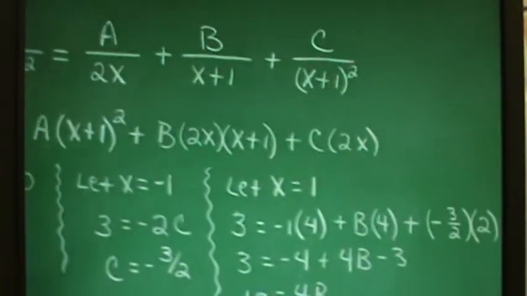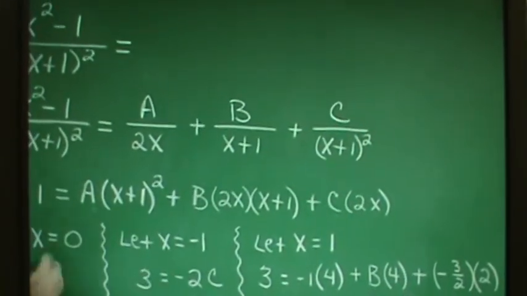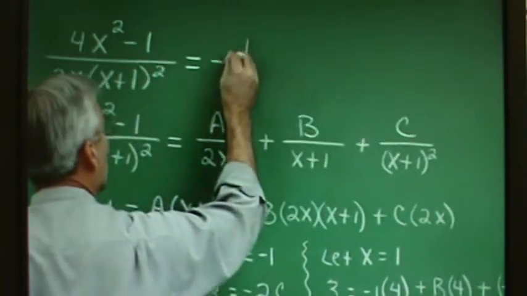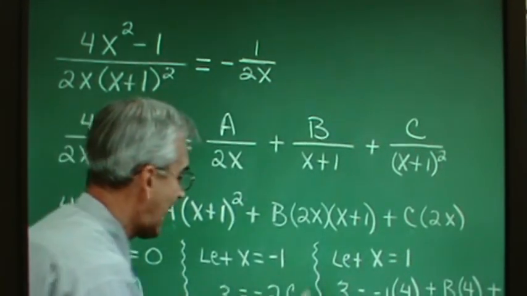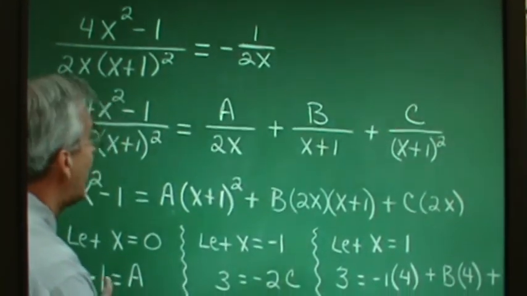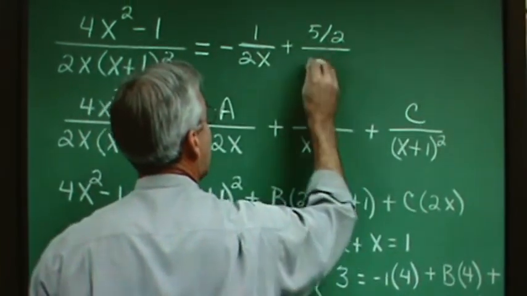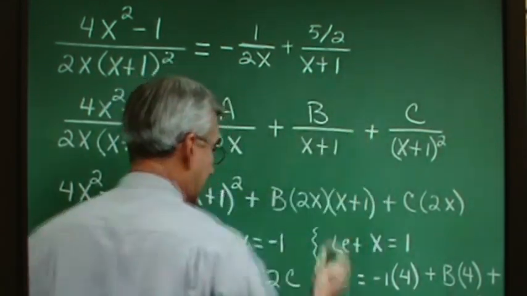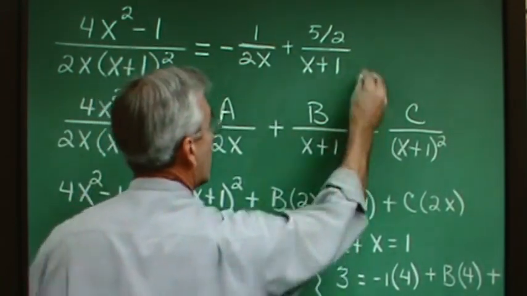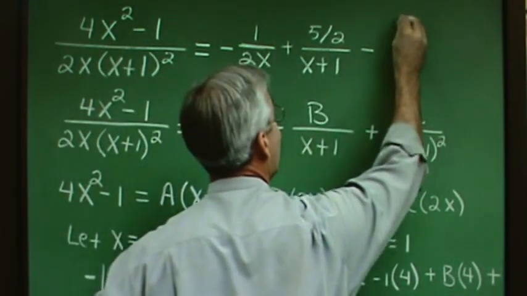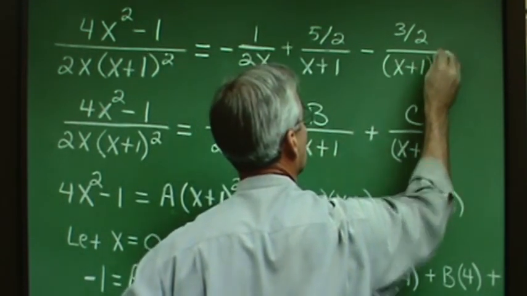And now we write our various fractions. We would probably set them up like this. For a over 2x, if a is -1, we would probably write this as -1 over 2x. And then b is 2.5. We would probably think of that as 5/2, so we would write this as 5/2 over x plus 1. And then the c value is -3/2. So instead of putting plus here, I'll put minus, and then 3/2 over the x plus 1 squared.